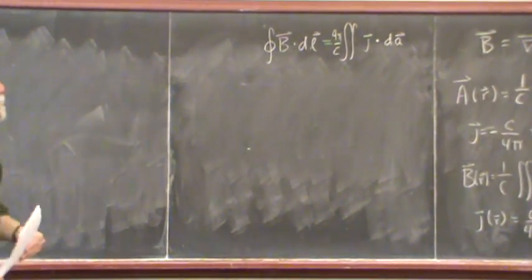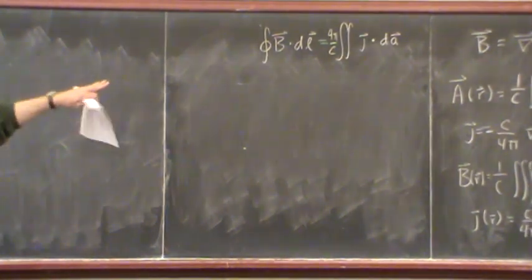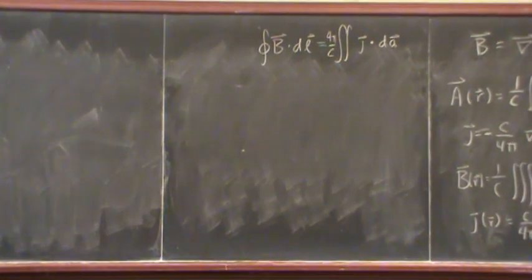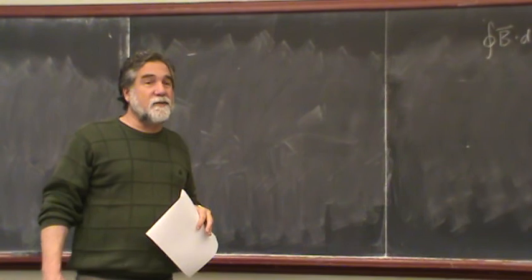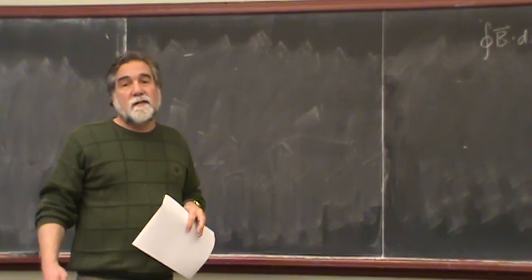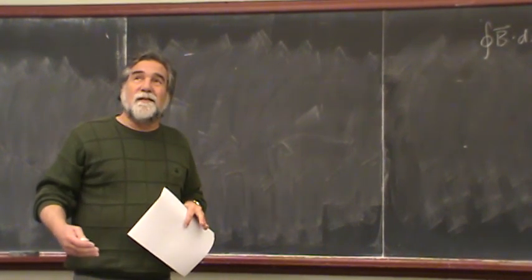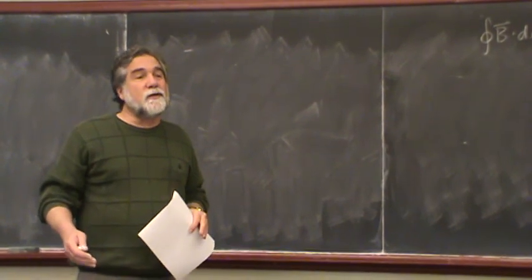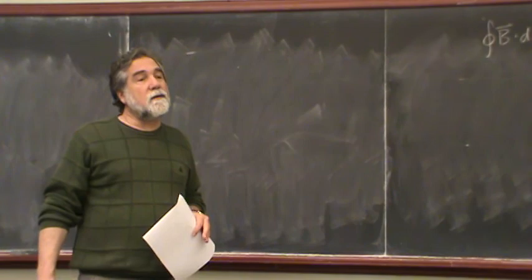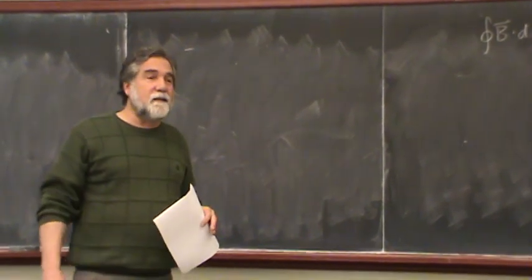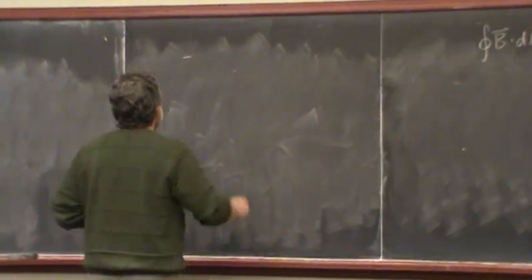Okay, so we have a vector potential, but it turns out that sometimes, in some special cases, you can use some tools that you're already familiar with to solve for another quantity, which is called the magnetic scalar potential.